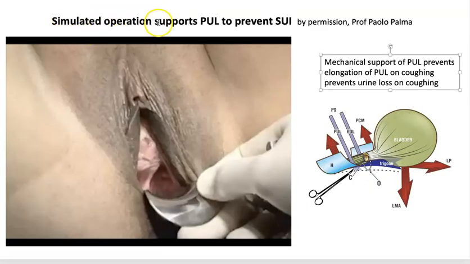This is a simulated operation for stress incontinence. The hemostat supports the pubourethral ligament, you will see that in a minute, and this prevents the vagina and the posterior urethral wall being pulled open by these muscles during coughing or straining or effort.